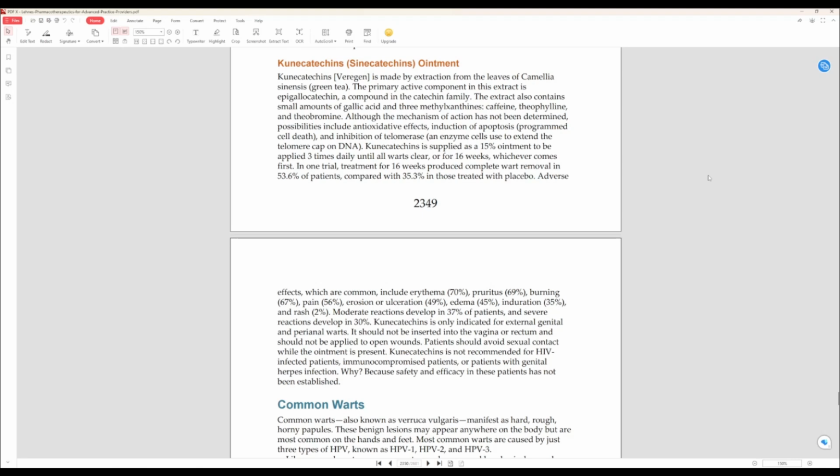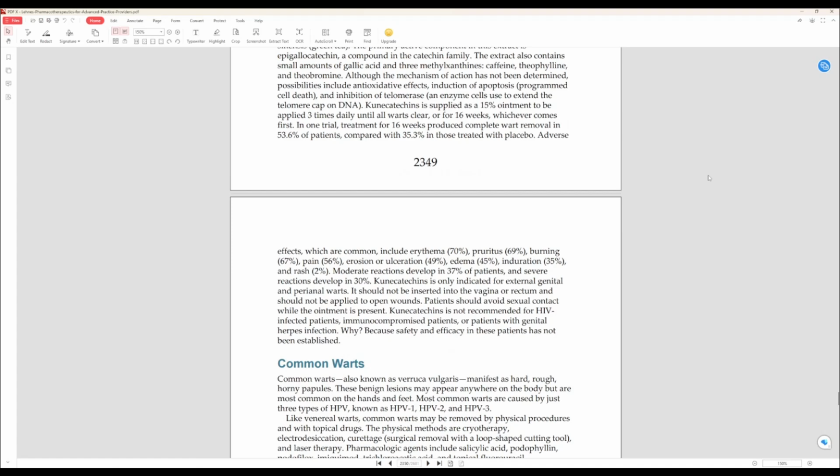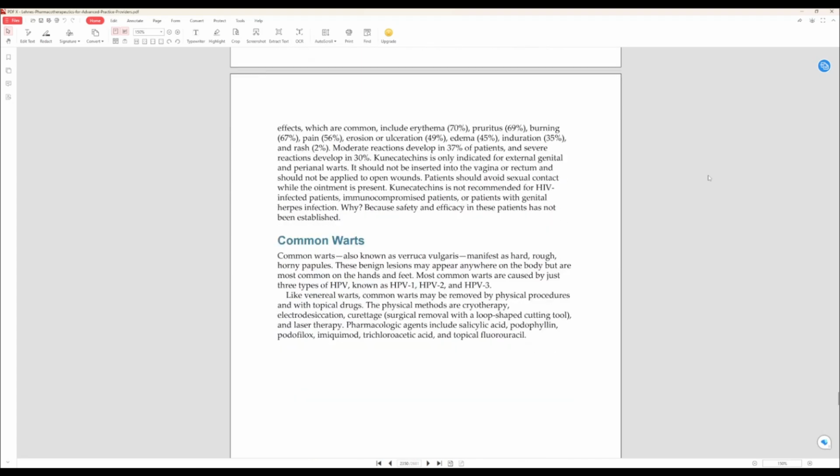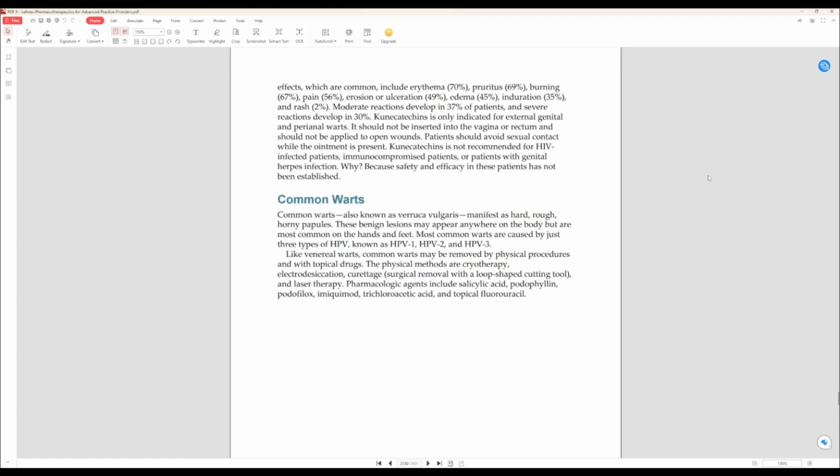It should not be inserted into the vagina or rectum and should not be applied to any open wounds. Patients need to avoid sexual contact while the ointment is present. Catechins are not recommended for HIV-infected patients, immunocompromised patients, or patients with genital herpes. Why? Because safety and efficacy in these patients has not been established.